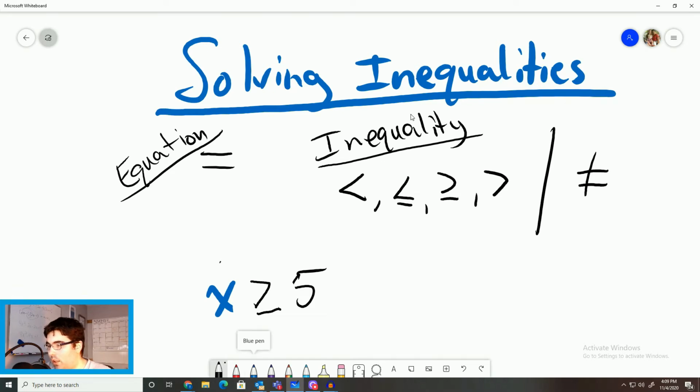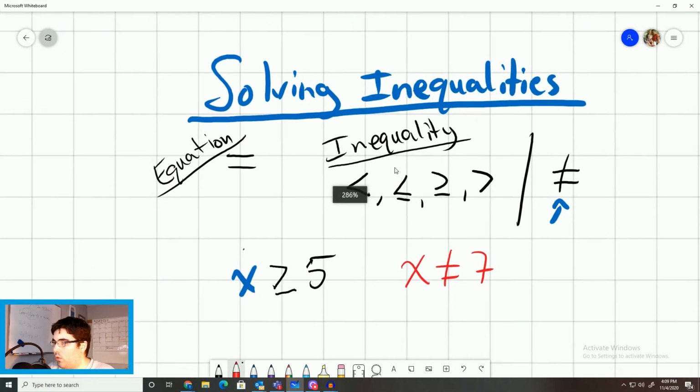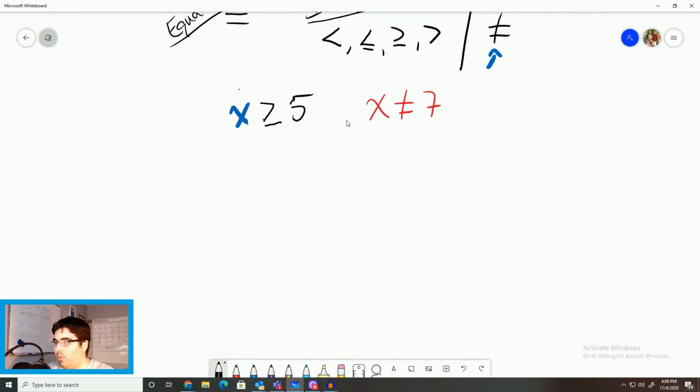And then last but not least, technically this is also an inequality symbol. That means does not equal. So you would use that if you were trying to say your variable x, for example, does not equal 7. Generally speaking, the problems that will show up with inequalities in algebra can look something like this.